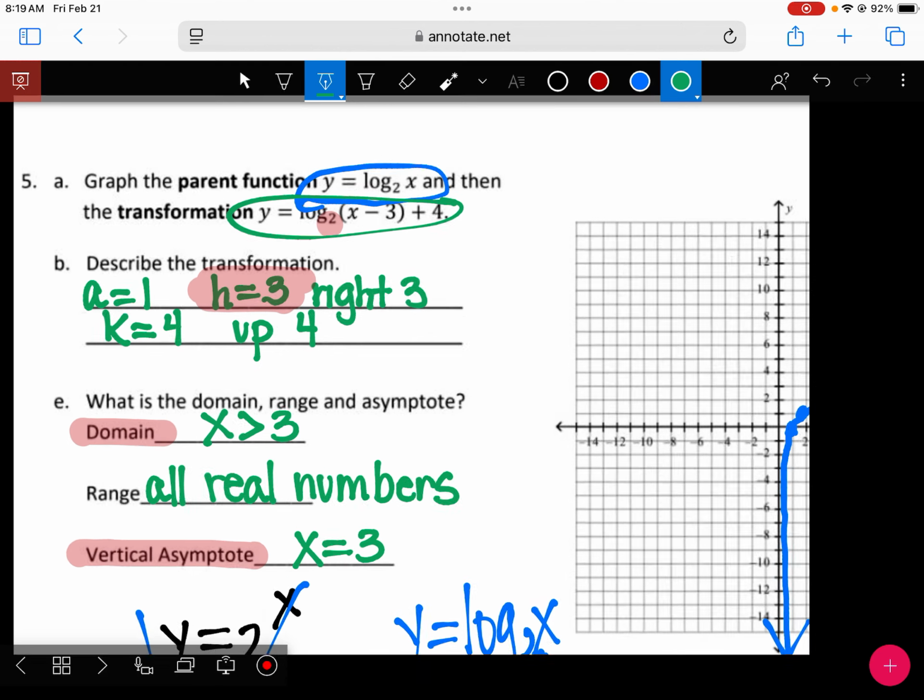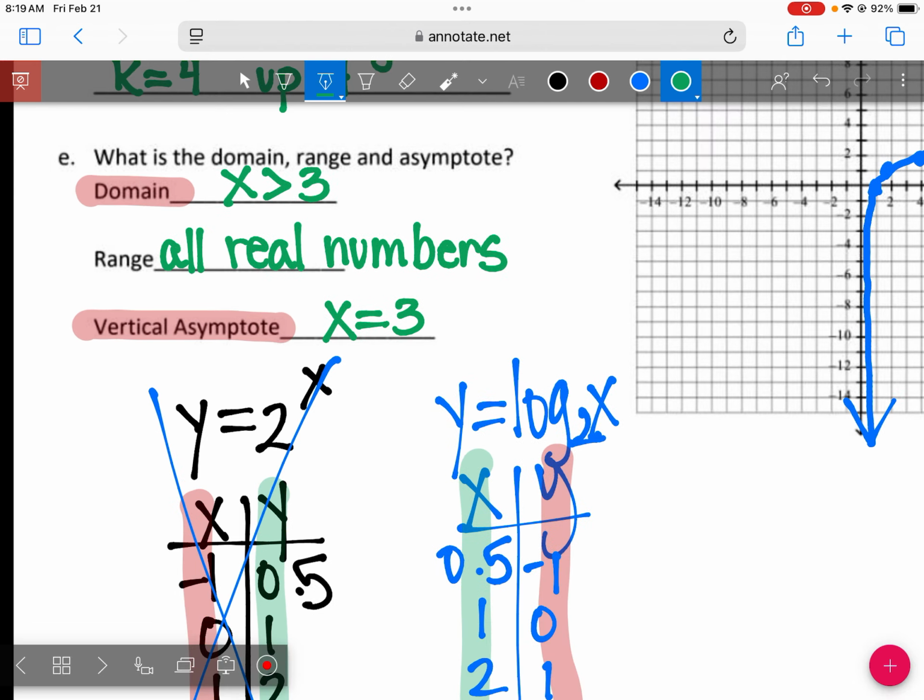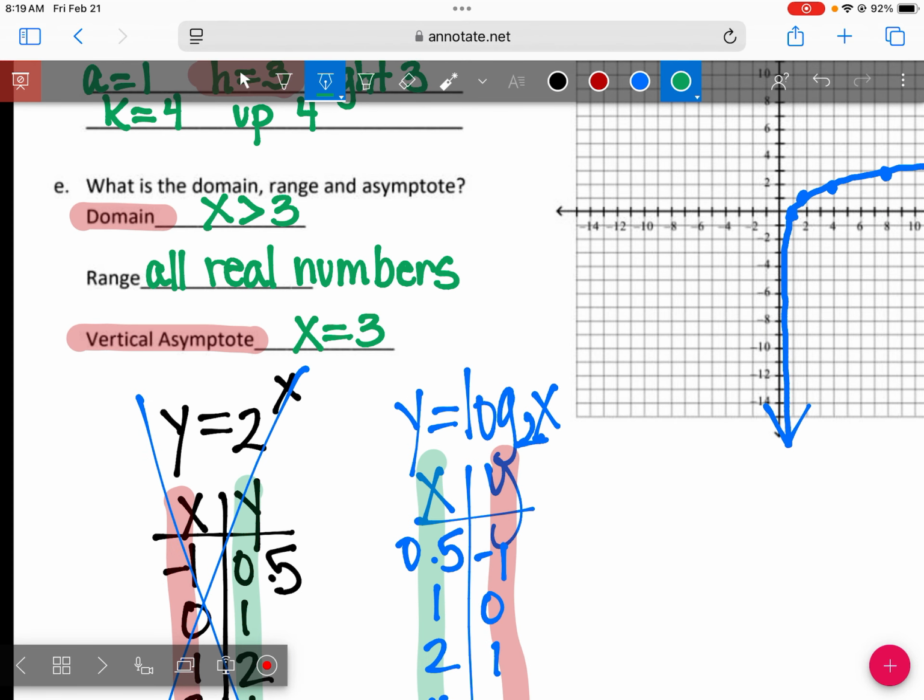All right, so let's go ahead and do our transformations. You're always going to take the H and add it to X. You multiply Y by A and add K. But because A is 1, we don't have to do that. So you're just really adding K.